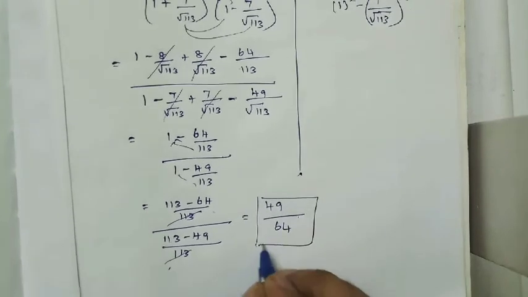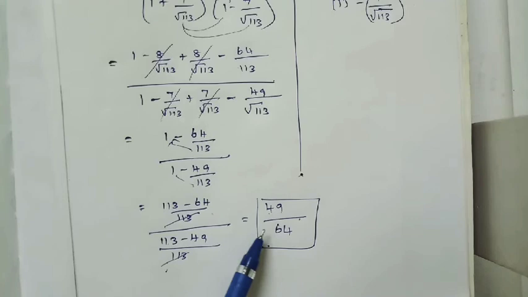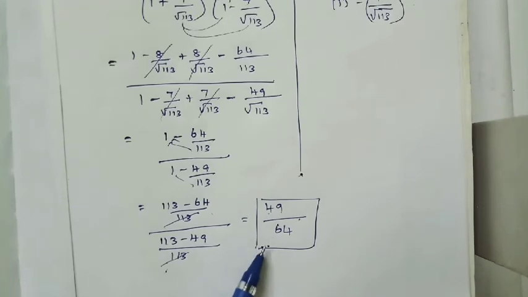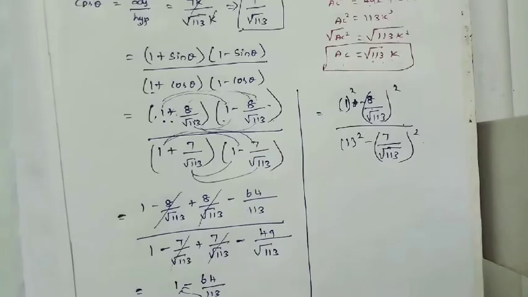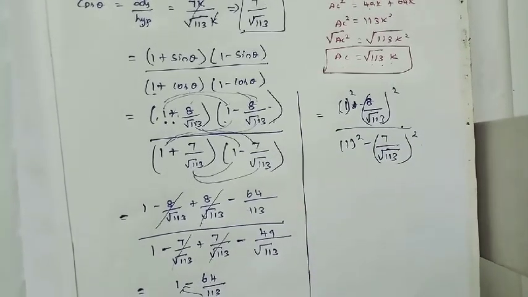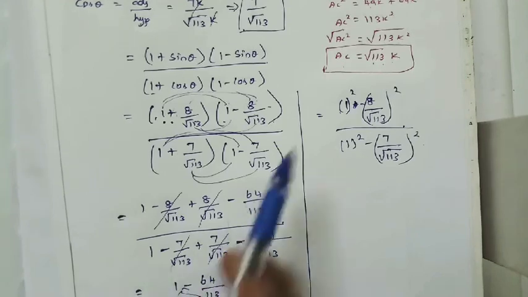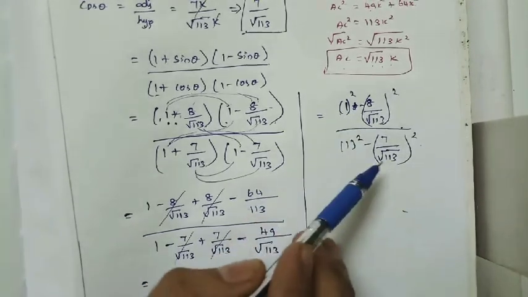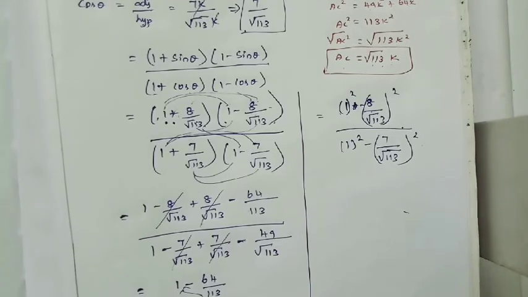Therefore, the final answer is: 1 plus sin theta into 1 minus sin theta divided by 1 plus cos theta into 1 minus cos theta is equal to 49 divided by 64. If you simplify by the other method also, you will get the same final answer. Whichever method you feel is easy, you can go with that. But usually we go with the identity method. Simplify the question at the start itself; after simplification, substitution will be very easy.